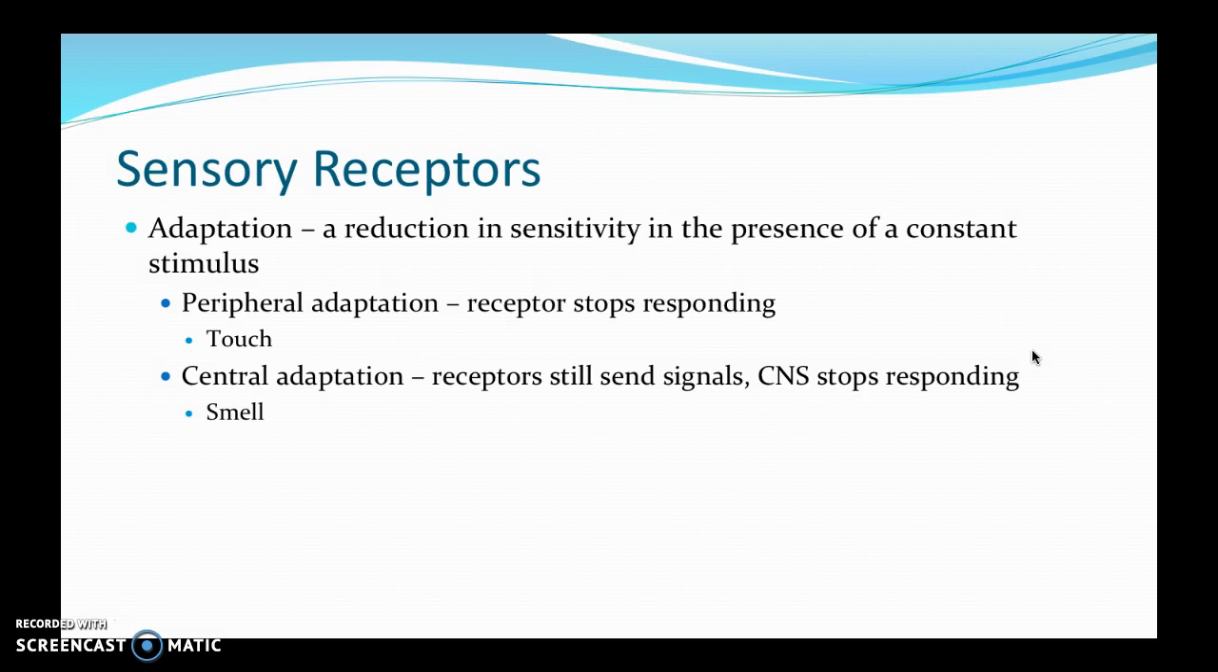An example of central adaptation is the sense of smell. Have you ever walked into a room and thought that it smelled bad, but after some time you don't notice the smell anymore? Or if you wear perfume or cologne, you don't smell your own perfume after a while. That is because the central nervous system is not responding to the olfactory signals that are being sent to the brain.